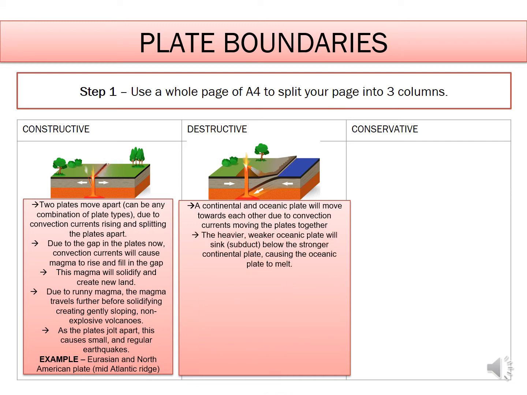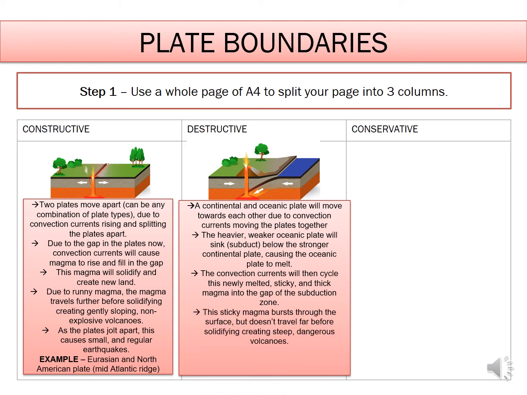The heavier and weaker oceanic plate will sink, or if you want to use the word subduct, it is even better, below the stronger continental plate, and then this causes the little bit of oceanic plate that's sunken here to melt. This creates really thick, sticky magma that solidifies super quickly once it hits the Earth's surface. And as those convection currents cycle this new magma into the gap of the subduction zone, it bursts through and creates a really steep and dangerous volcano.